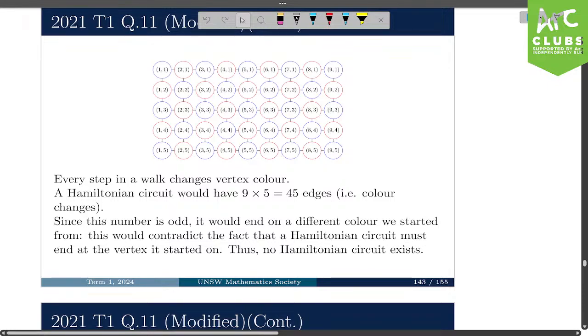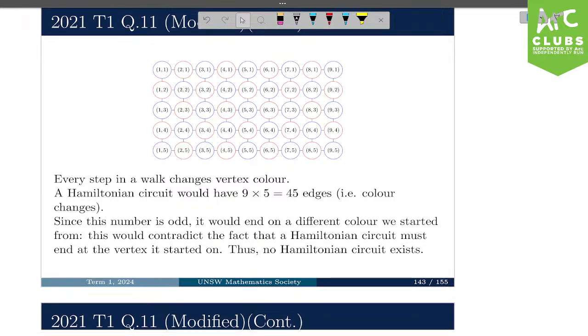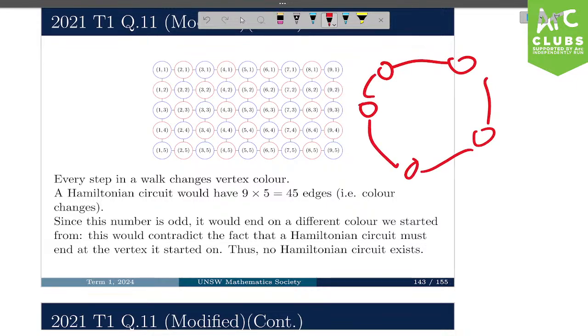Every step in your graph, because it's bipartite, will result in a change in vertex color. So what that means is if we start at a red vertex, we will go to a blue vertex on the next step, no matter where we are. These are all blue. And this is important because a Hamiltonian circuit visits every vertex once, and because a circuit looks kind of like this, right? Notice that the number of edges in a circuit is the same as the number of vertices in it. How many vertices are in this entire graph? Well, it's 9 by 5, 45. 45 vertices, 45 edges in our hypothetical Hamiltonian circuit.